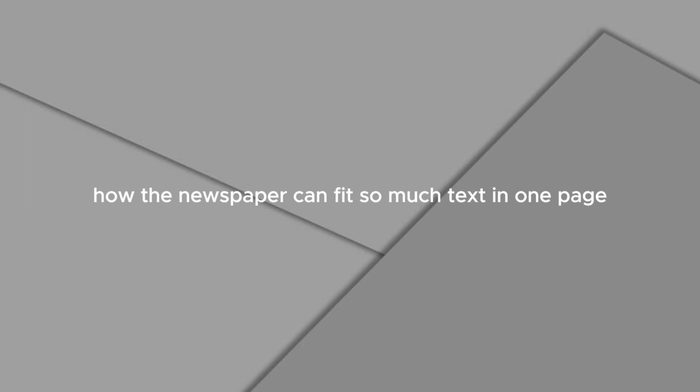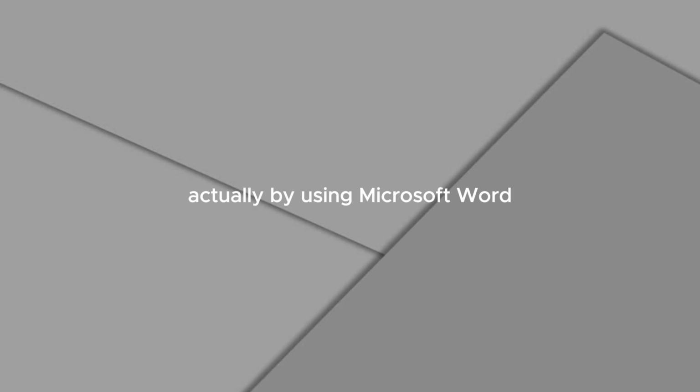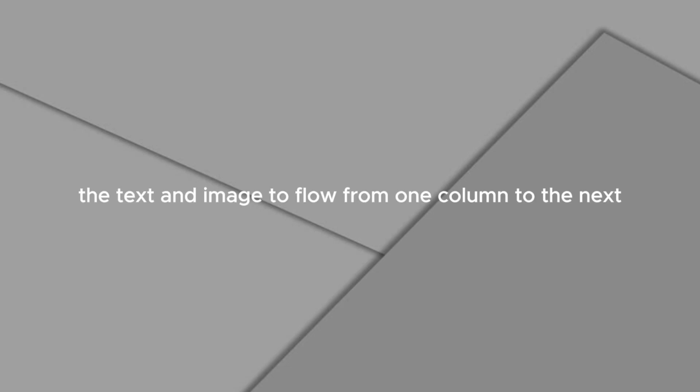Have you ever wondered how the newspaper can fit so much text in one page without it being hard to read? Actually, by using Microsoft Word, you can get pretty much the same result. We can achieve this result by creating newspaper-style columns, which are also called newsletter columns. With this column, it allows the text and image to flow from one column to the next.